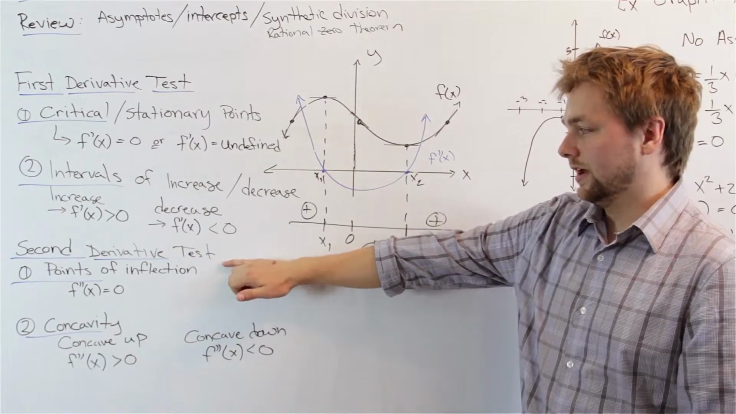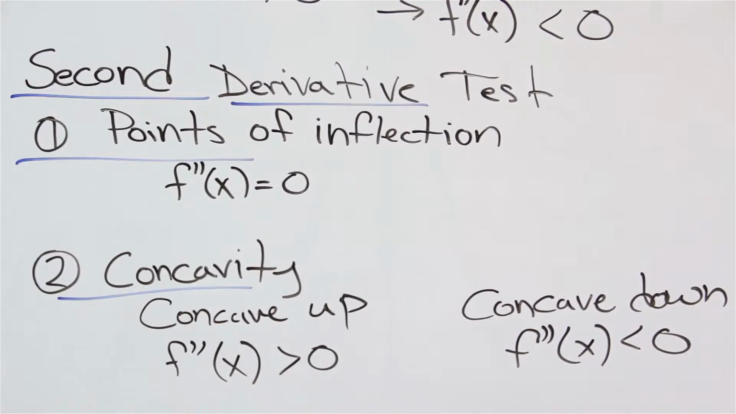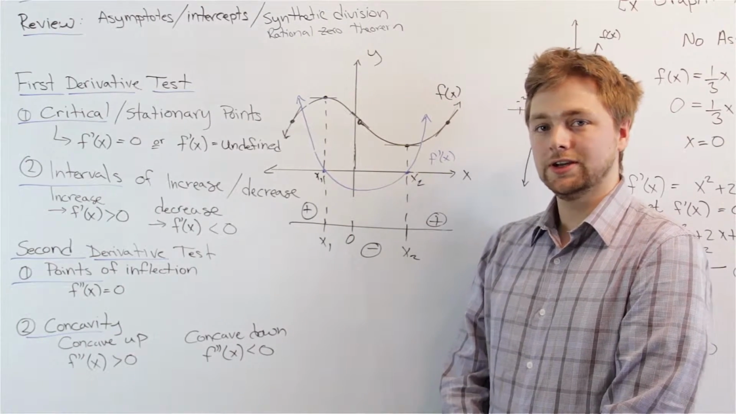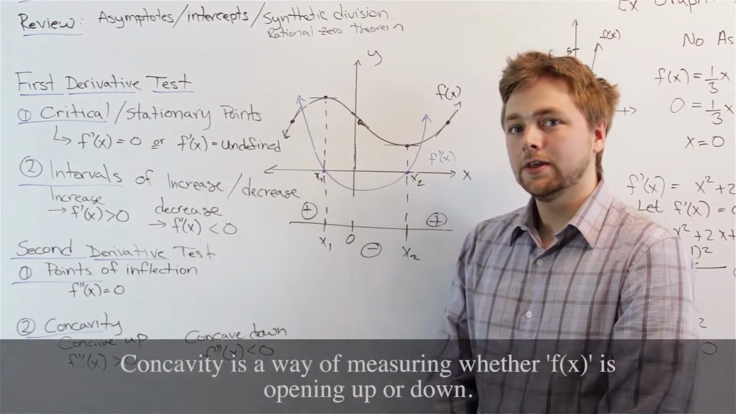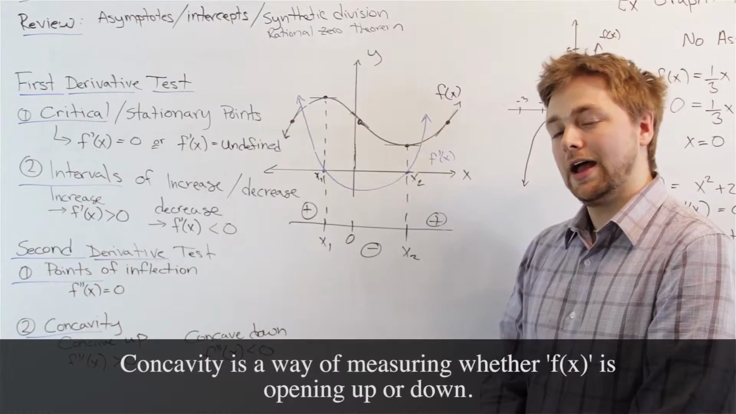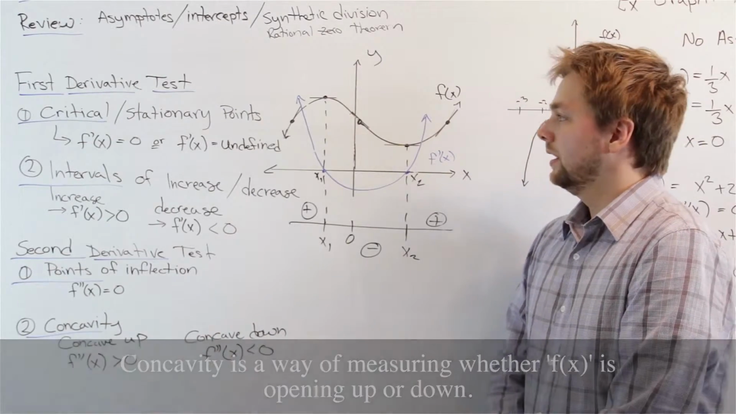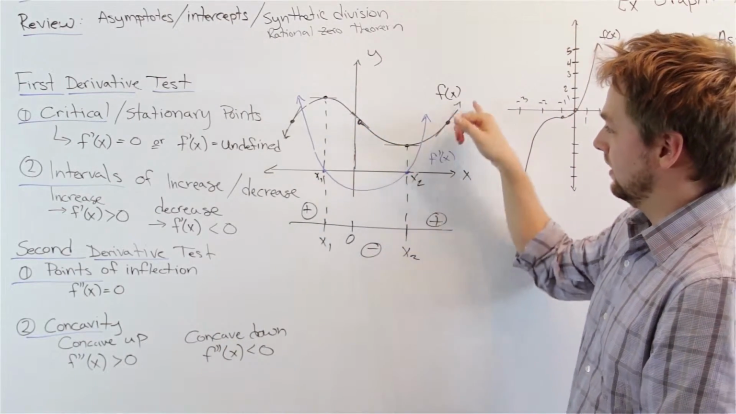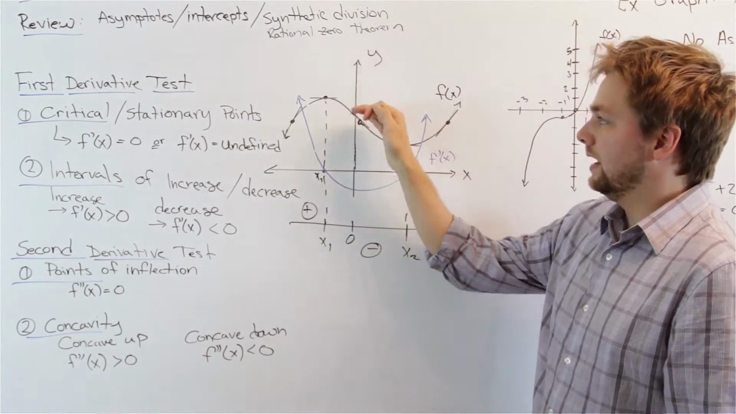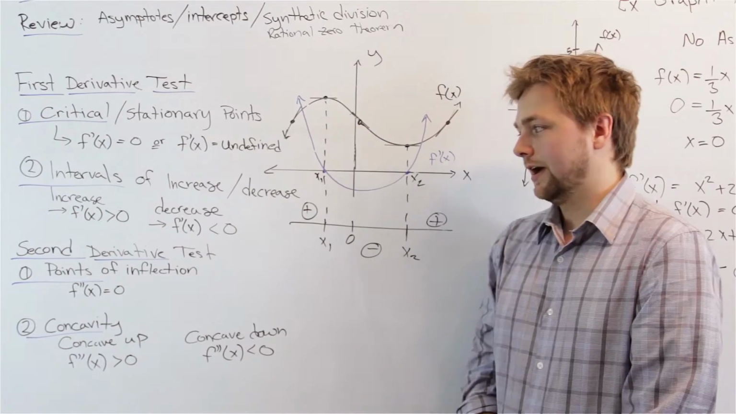Similar to the first derivative test, we can take the derivative again. By doing so, we can determine points of inflection. Points of inflection are points where f of x changes concavity. Well, what is concavity? Concavity is a way of measuring whether or not f of x is opening up or down. By this we mean if the graph is curving upwards, we say this is concave up, and if it's opening downwards, we say this is concave down.